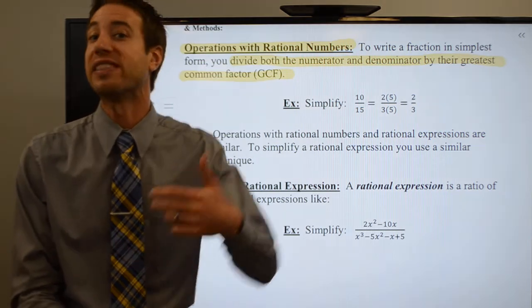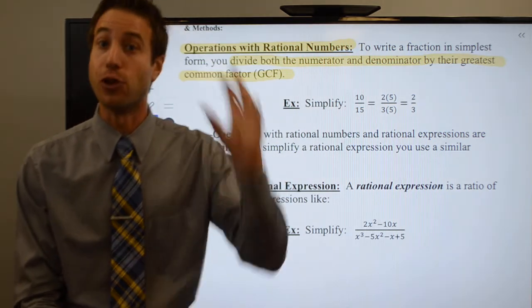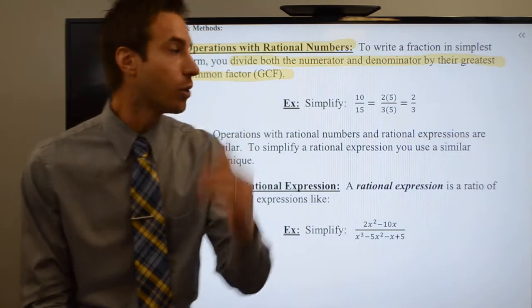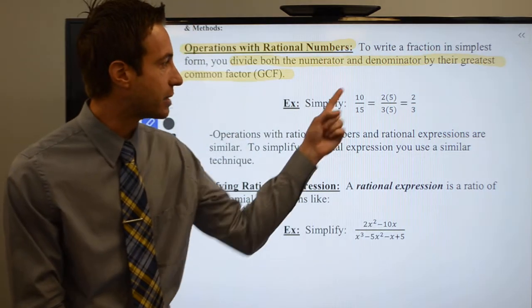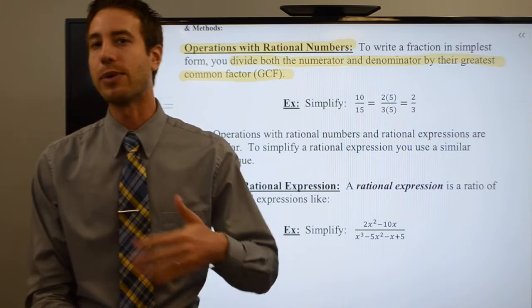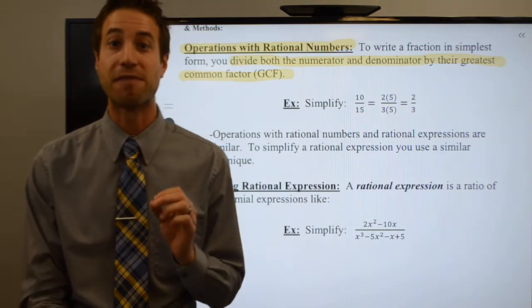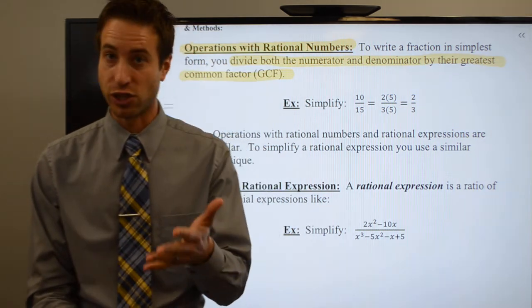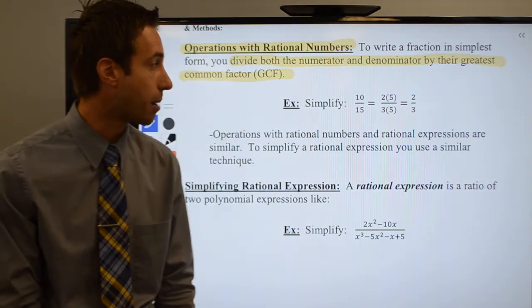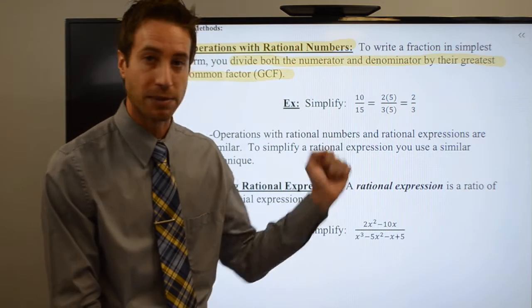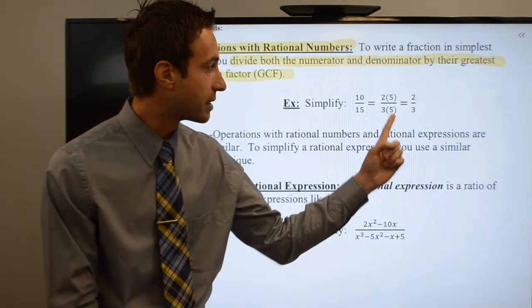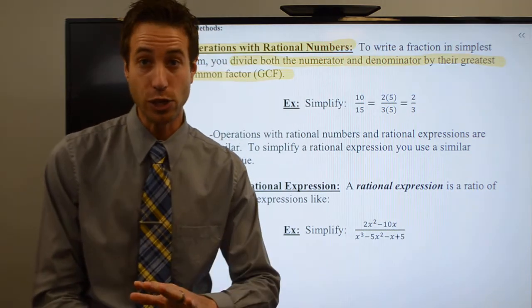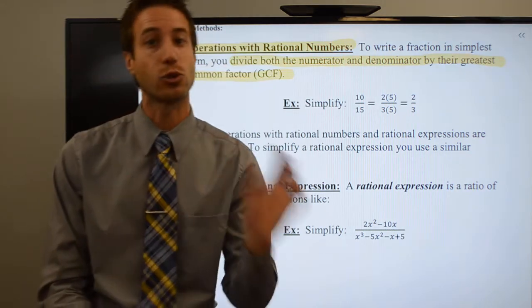So you look for the greatest common factor that the numerator and the denominator have in common, right? And so just as an example, if I give you the ratio 10/15ths, well, right away we recognize that 10 and 15 have a 5 in common. And so I factor the GCF, which is 5, out of both the numerator and the denominator, and we wind up with 2 times 5 and 3 times 5.